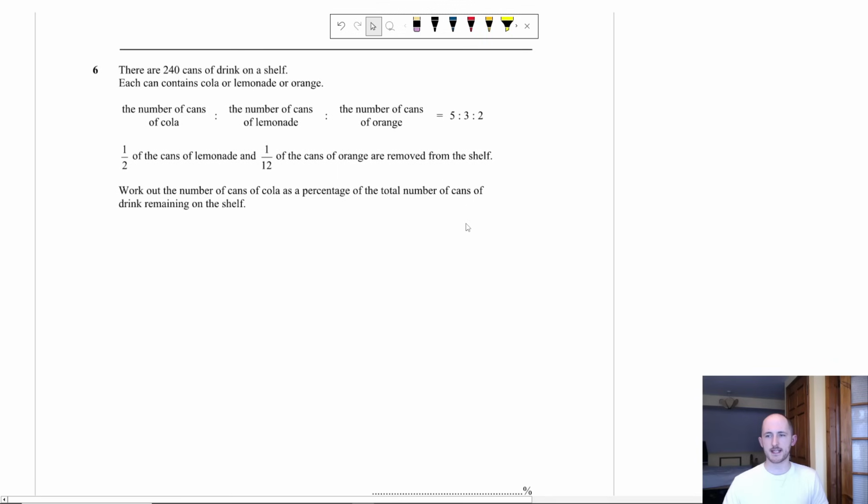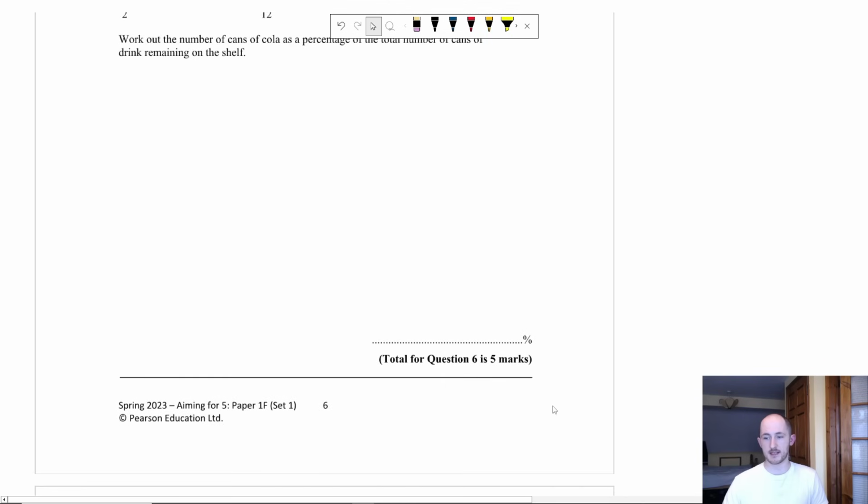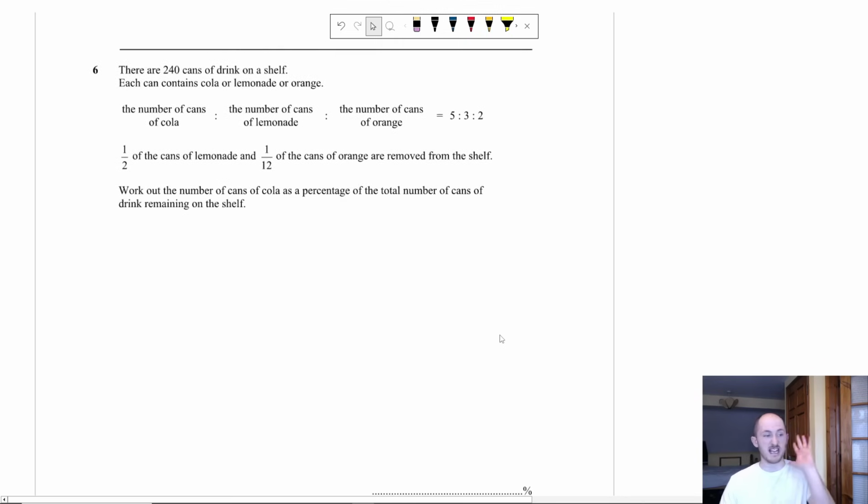Okay, this is pretty hefty. So what we're going to do is take it in steps. It's a 5-mark question, which means there should be 5 steps, which means it's pretty big. So here's what we're going to do. What would help me answer this question? Well, it says here half the cans of lemonade and a 12th of the cans of orange are removed. So wouldn't it be useful to work out how much that actually is?